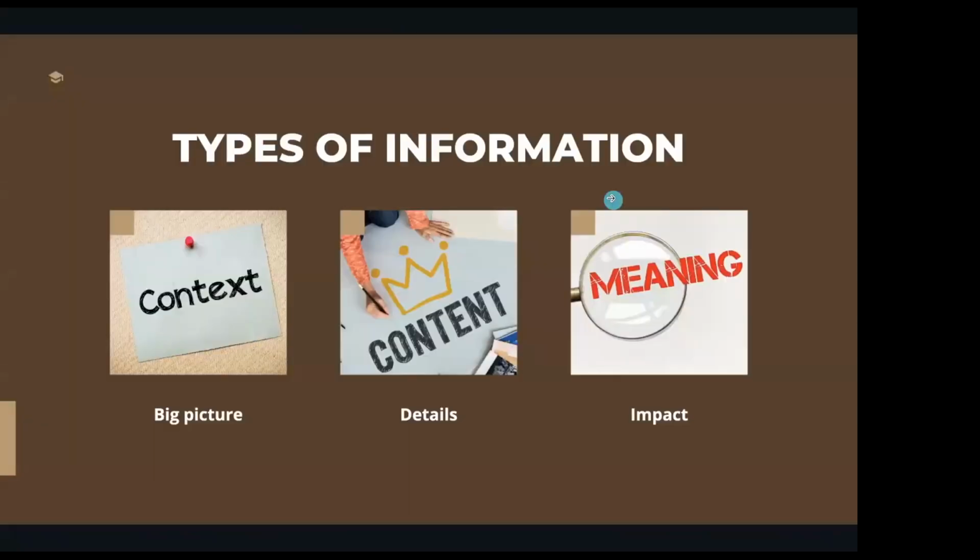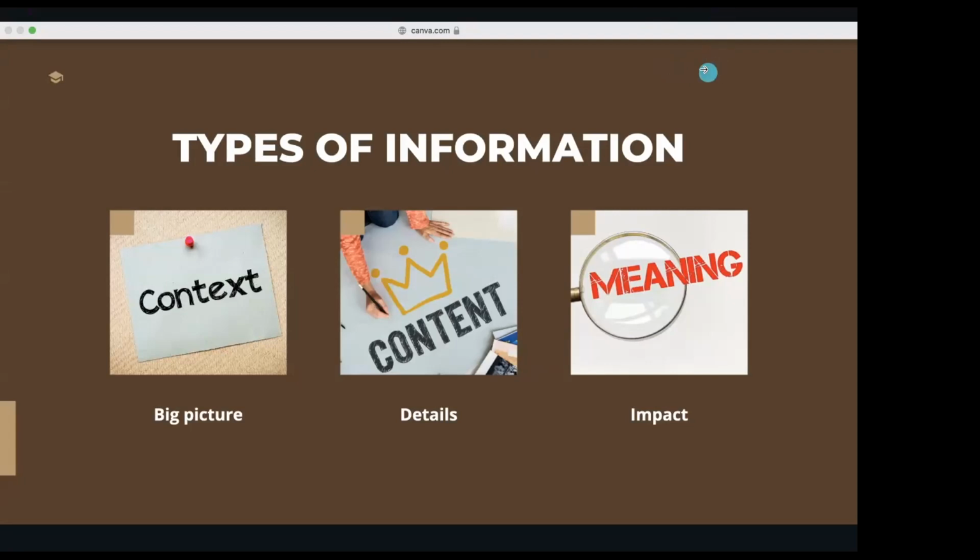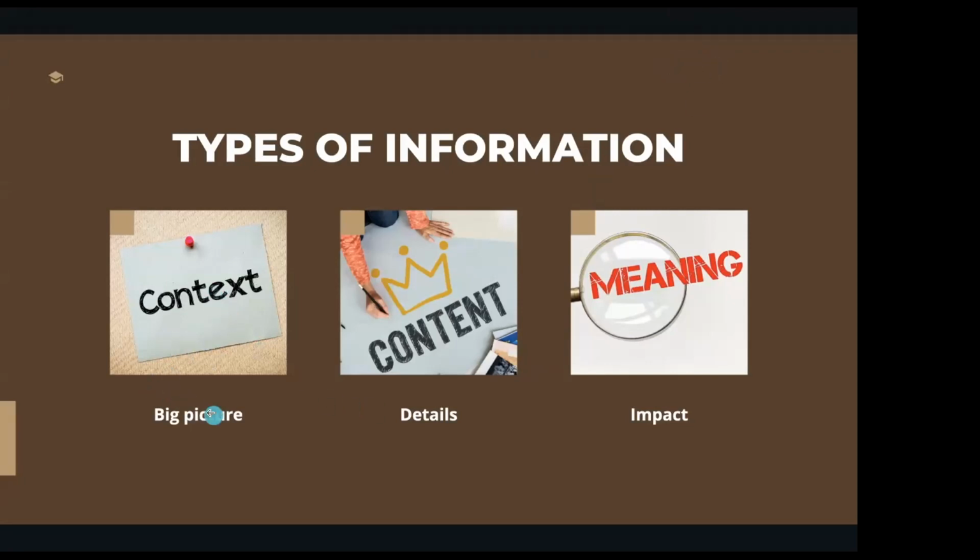Okay. So let's go now to the types of information, right? What kind of information do you usually receive each day? How do you receive and obtain information? There are three types. We have context, content, and meaning. Context is, of course, the big picture. Basically, how we talk about it.